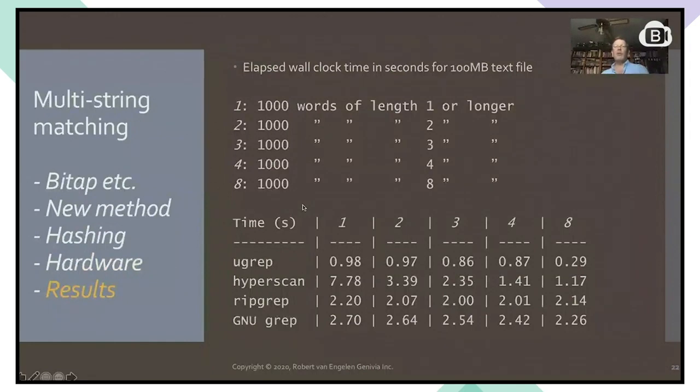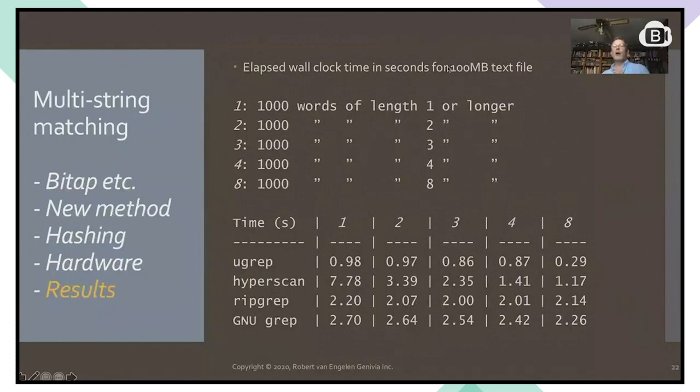So here's an example run of tests with a software version of this, right? In just one of our tests, we have 1,000 words of length 1 or longer. So this includes short words like A and I and so on. 1,000 words of length 2 or longer.